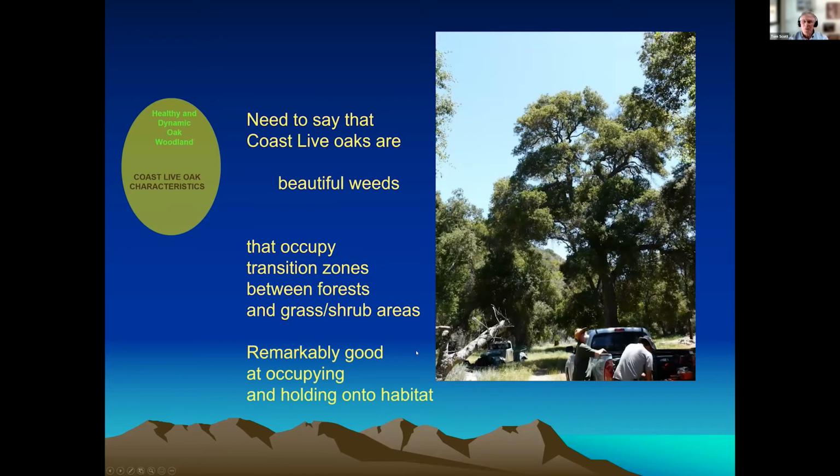I have to say they're beautiful weeds. They occupy the transition zone between forests and grasslands or shrub areas, and they're remarkably good at occupying and holding on to habitat. When I started my job with the university 35 years ago, it was an integrated hardwood range management program, and they said, we've got to solve these problems with oaks, but we couldn't see that many in coast live oak because they're everywhere. They have good recruitment and they live forever. There wasn't a single reason to manage them until we had this beetle come on from Arizona.